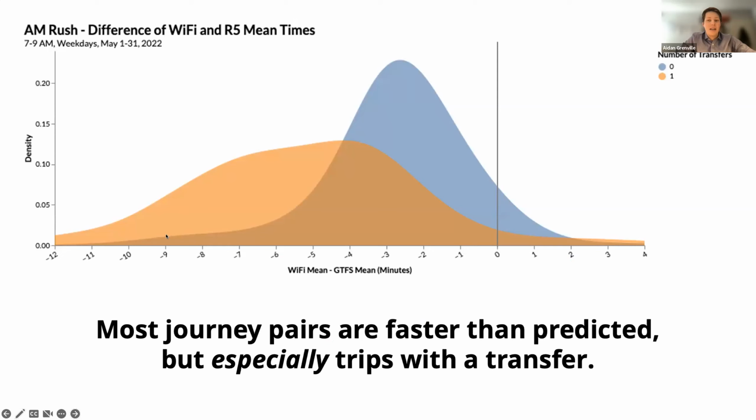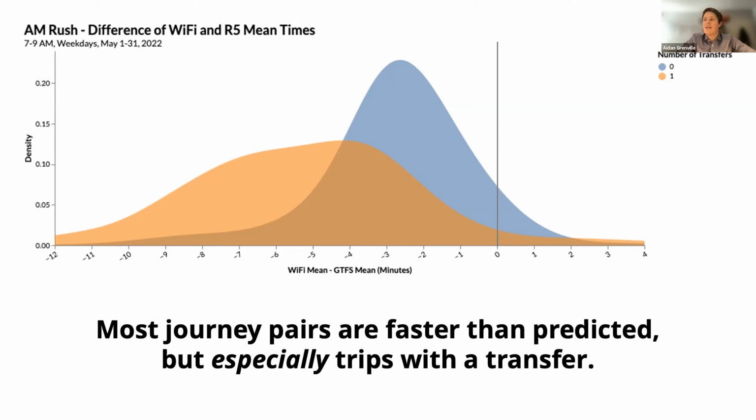And another interesting analysis we saw out of this was most journey pairs are actually quite a bit faster than predicted by the GTFS, but especially trips to the transfer. This is something we've gotten into a bit more, so I won't go completely into it here. Feel free to ask questions.